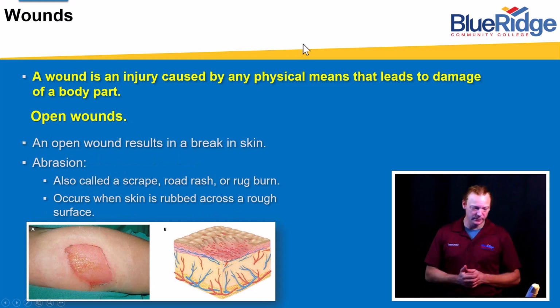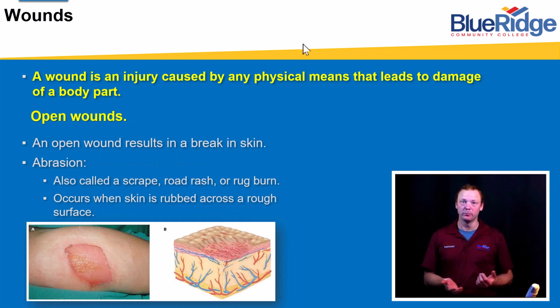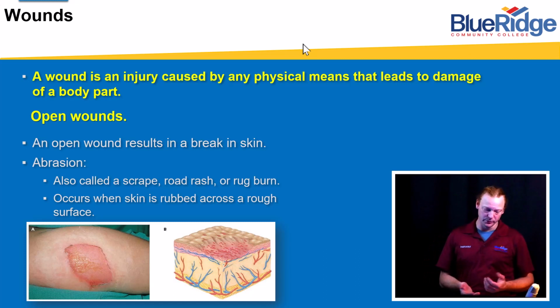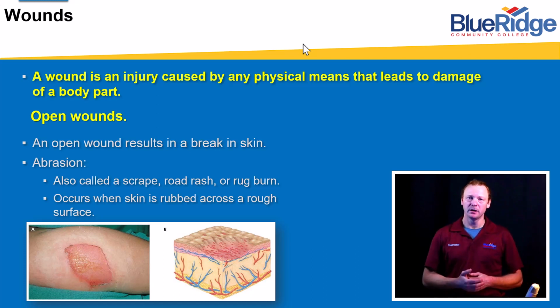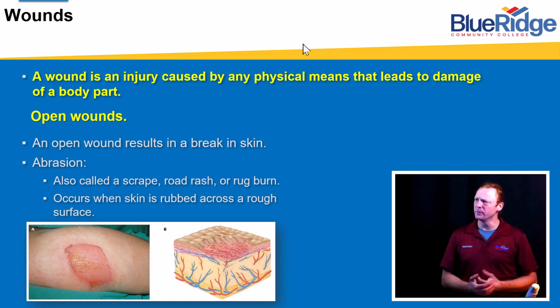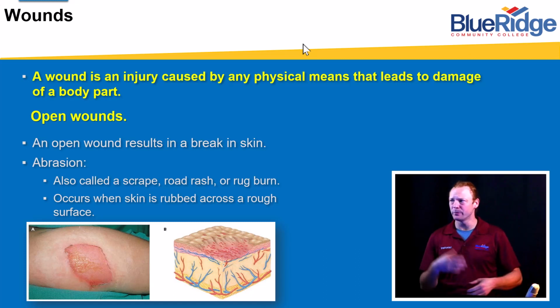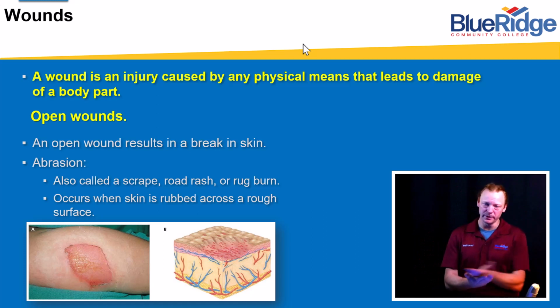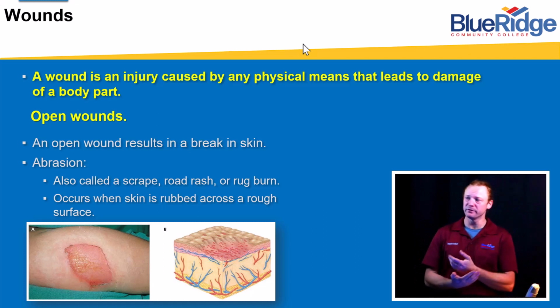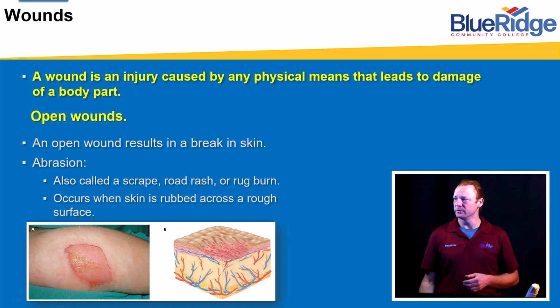Open wounds. An open wound results from an actual break in the skin. This is typically when we see some kind of external trauma, whether it be hemorrhage or, like in this picture, an abrasive type injury. Abrasions are also called scrapes, road rash, rug burn, what have you, and this occurs when there's a rubbing action from a rougher surface going across the skin.